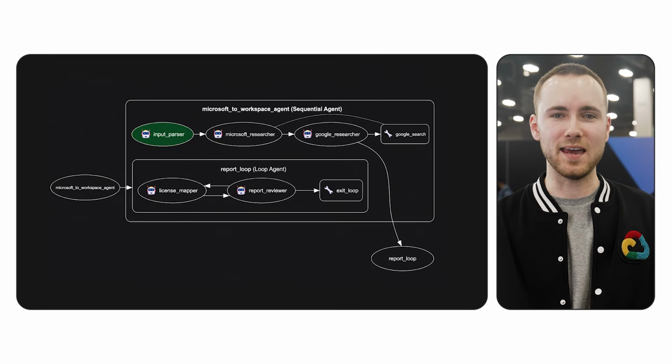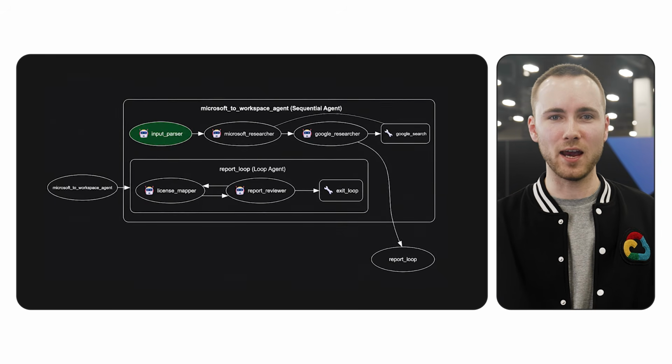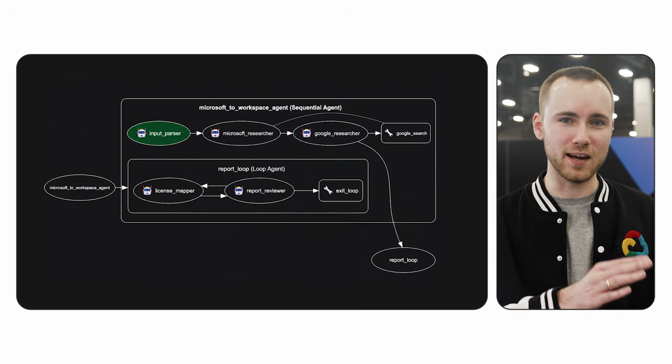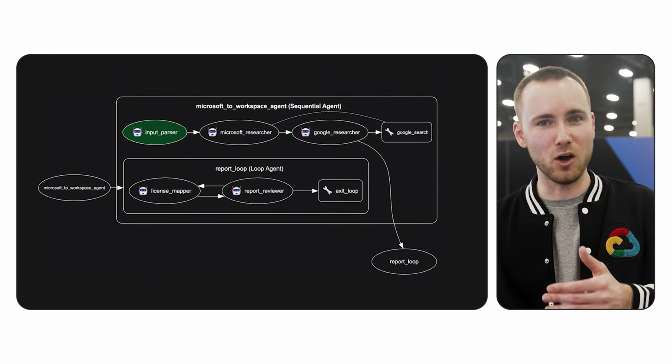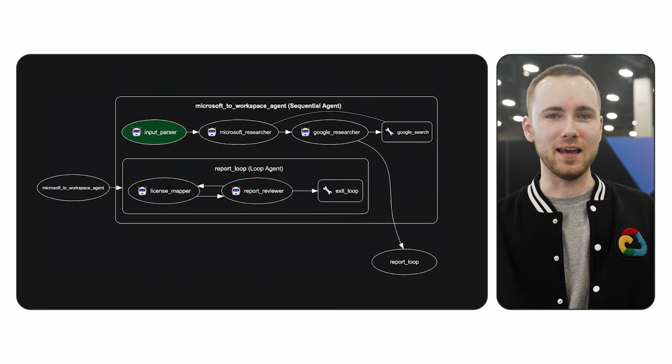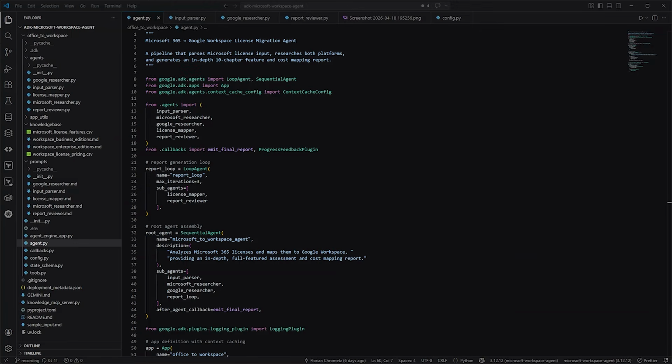Using the Google ADK, I put together an orchestration pipeline that takes in raw text or images of a software license list and runs a research and then outputs structured data. Let's look at the code to see how ADK keeps this architecture clean and modular.